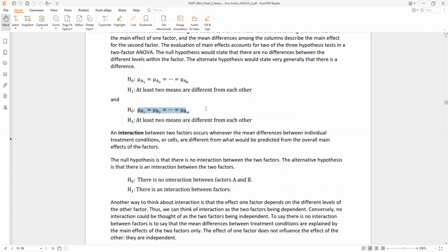Factor B's test is the same, but for factor B. The null hypothesis says in our example that whether a video game is violent or non-violent has no effect on aggression levels. And the alternative says, yes, it does have an effect.